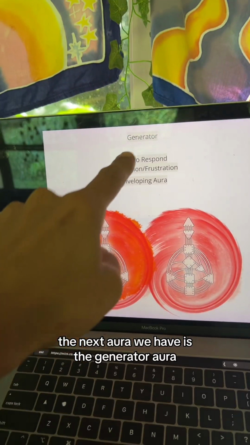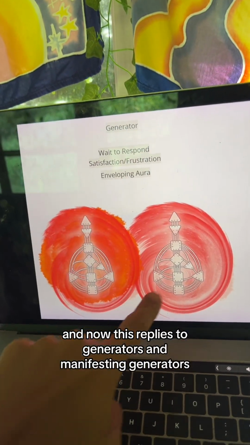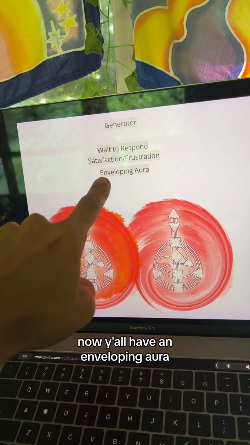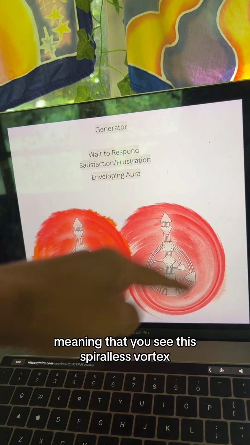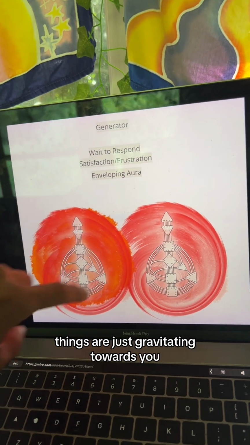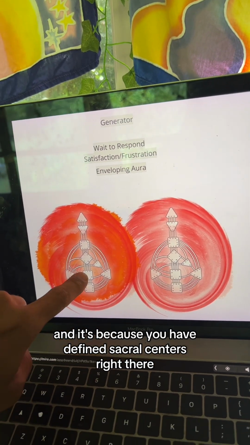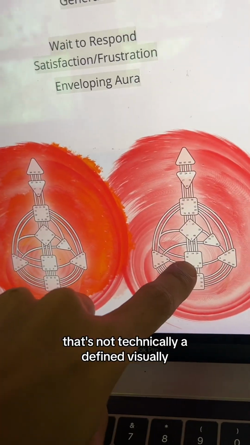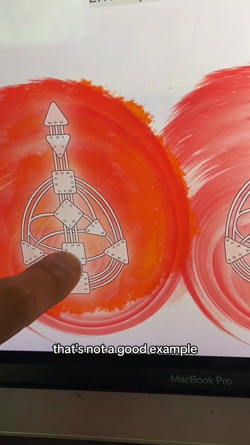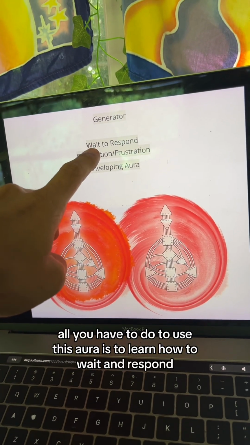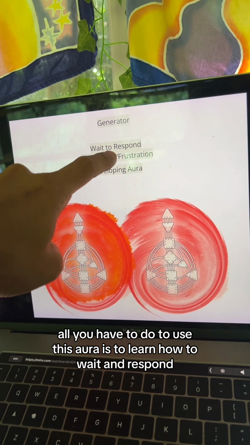The next aura we have is the generator aura, and now this applies to generators and manifesting generators. Now, y'all have an enveloping aura, meaning that you see this spiral, this vortex, things are just gravitating towards you, and it's because you have defined sacral centers right there. That's not technically a defined, visually, that's not a good example, but it's because of the defined sacral. All you have to do to use this aura is to learn how to wait and respond.